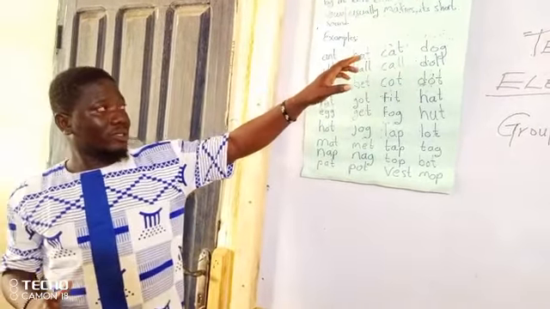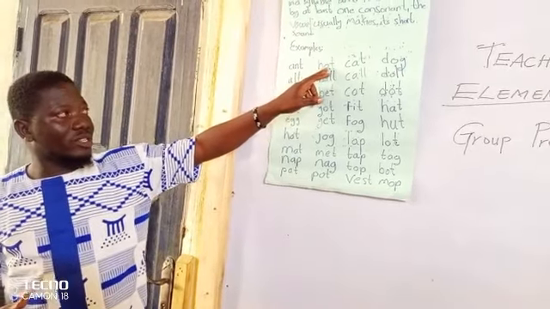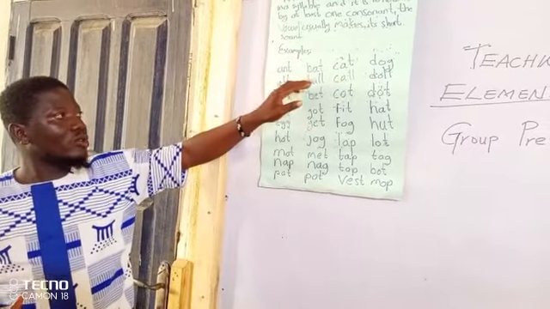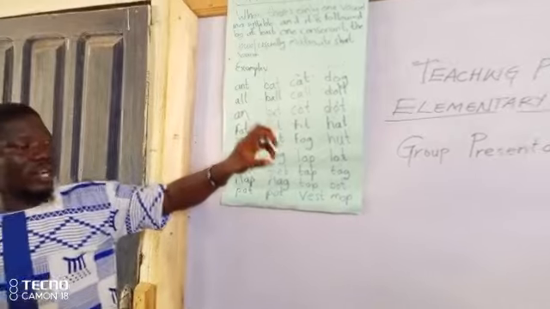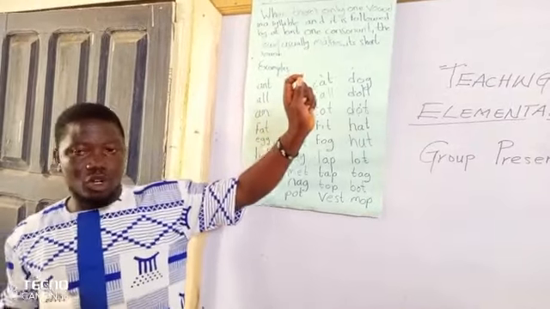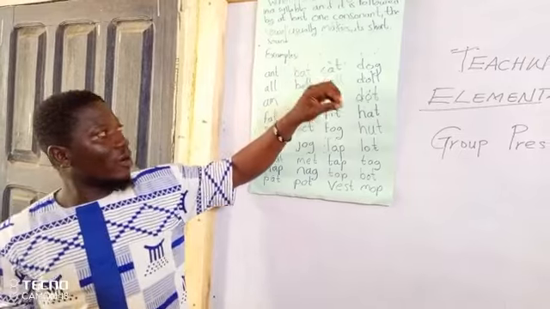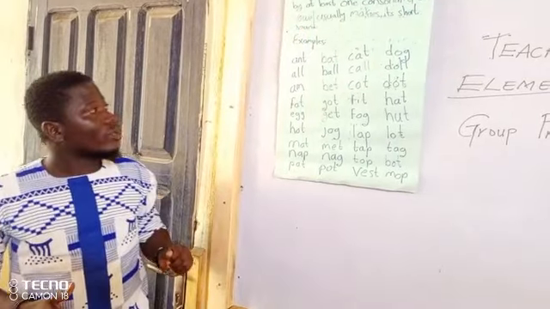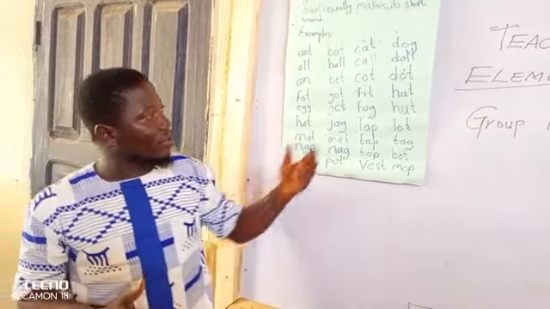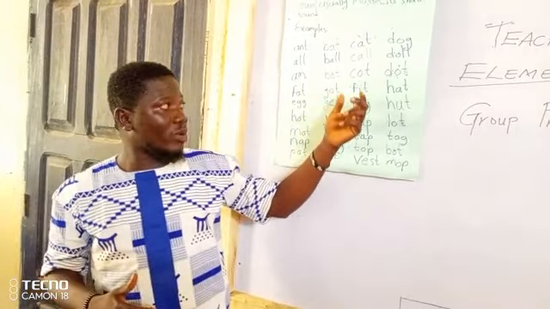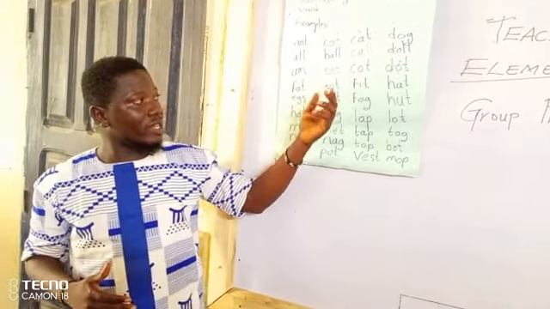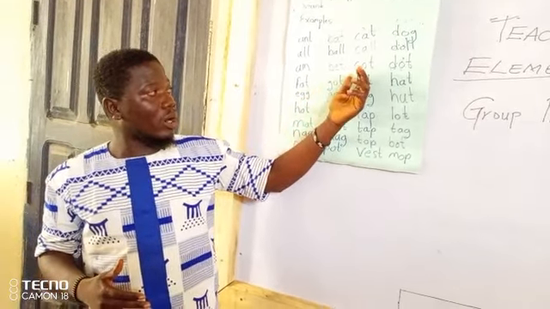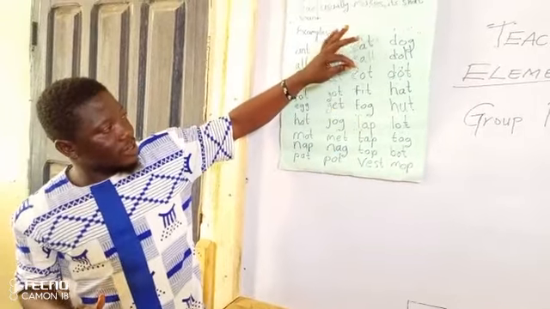In the word bat, we have B-A-T, bat. The A here is sounding like short A. And in the word cat, we have C-A-T, cat. The A is short. And we also have another word here, cot, C-O-T. In the word cot, we have O here. The O is saying its short sound. It's not saying O, it's saying ah. So the O is saying its short sound.